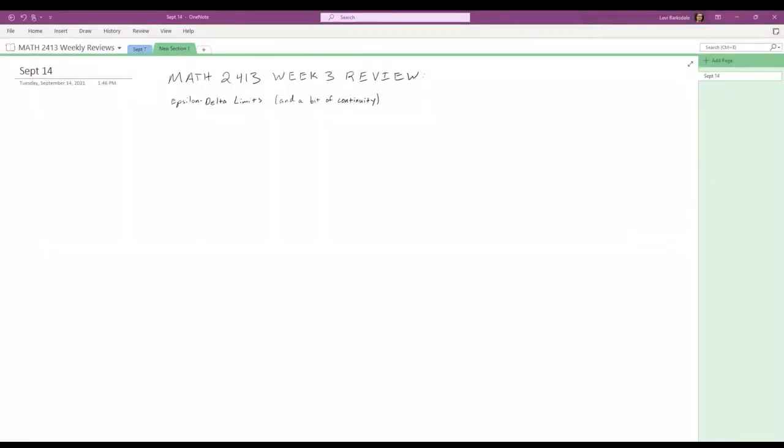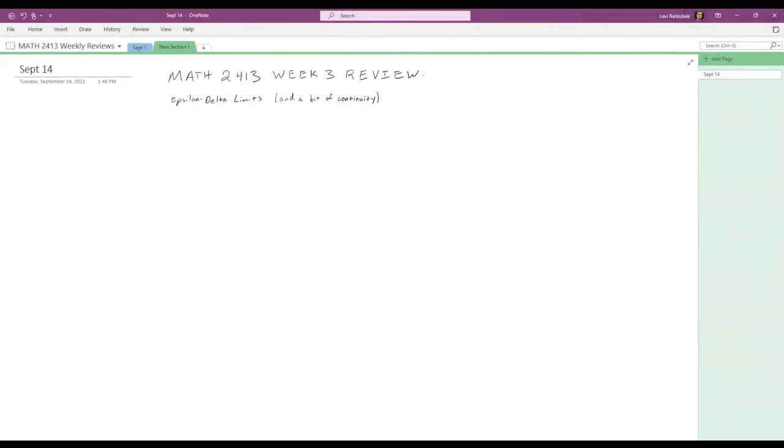So welcome everyone to the week 3 review for Math 2413. Like I said, I will be emphasizing epsilon-delta limits in this one because it is a topic that I noticed a lot of people tend to struggle with. So we'll start with that.